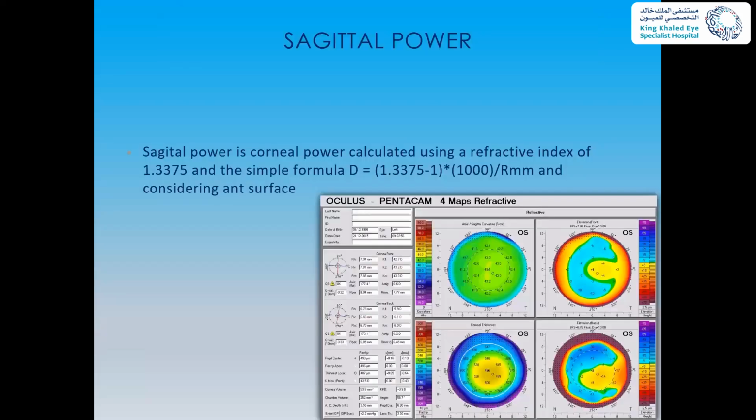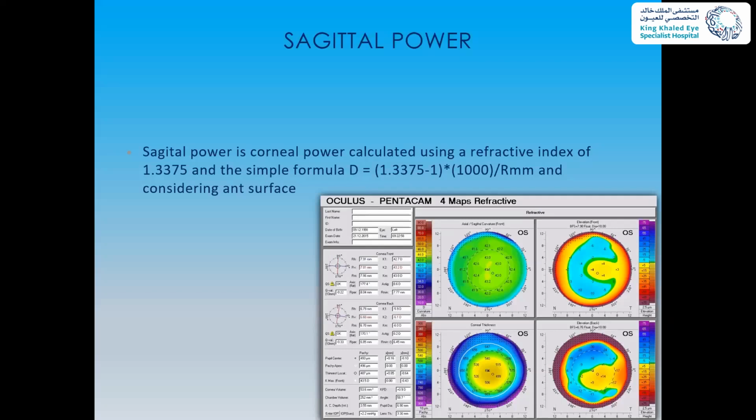So we'll just go over the basics about the different corneal powers which we use, and then we will go into what is the best. So basic principles first. The sagittal power is the power which we all talk about, which is there in front of us, and which everyone looks at when this JPEG image is on our computer. So sagittal power is just the corneal power, which is calculated using a refractive index of 1.3375, and it only considers the anterior surface.